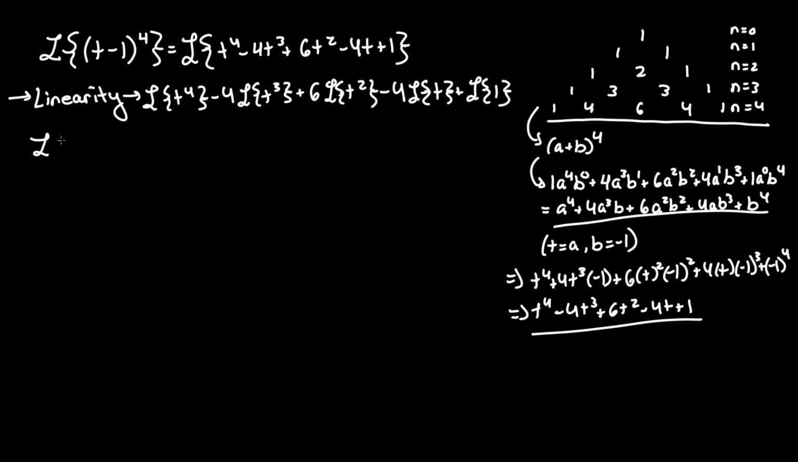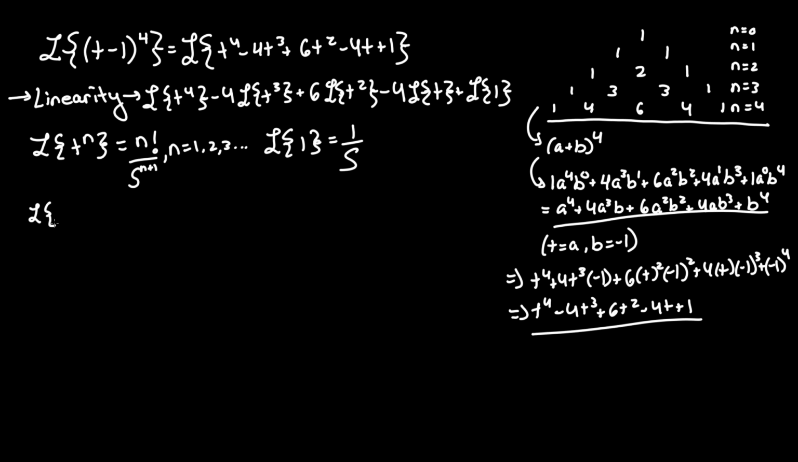Now we need to look at the property for Laplace transform of t to the n power. It will become n factorial over s to the n plus 1, where n can be 1, 2, 3, and so on. Furthermore, for our Laplace of 1 term, we know from our table that it's 1 over s. So let's look at Laplace of t to the 4th power. That means we need to let n equal 4.